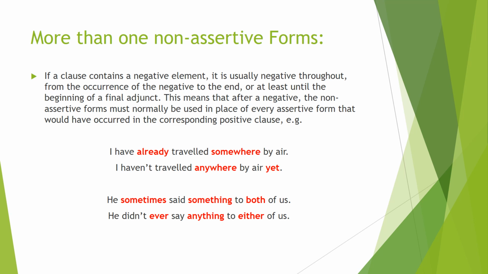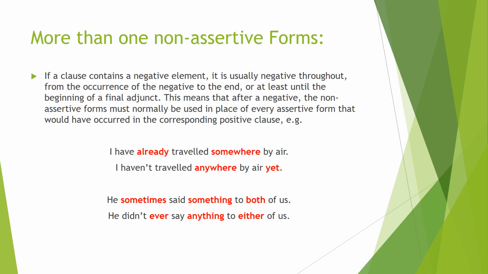To make this clear, let us examine the following sentences. I have already traveled somewhere by air. The sentence is affirmative or positive, and you see here we have two assertive forms that have been used, already and somewhere. If I want to change this sentence into negative by negating the verb, these two forms, already and somewhere, are going to appear in the sentence after not. This means that both of them should be changed into non-assertive forms. So the sentence in the negative becomes, I haven't traveled anywhere by air yet.